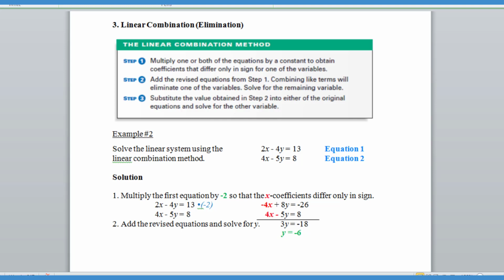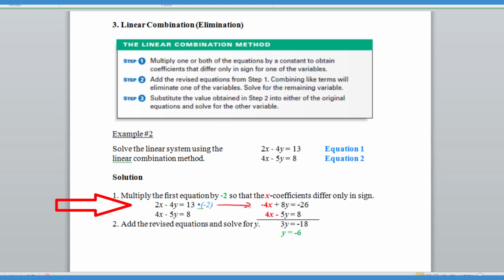If you look at it, we have 2x and we have a 4x. So I've got to think to myself, is there anything I can multiply to 2x that would give me -4x? Because I want it to be the exact opposite of the 4x. And so I can multiply that by -2. Now, here's the thing. It's like the distributive property in a way. If I'm going to multiply the 2x times -2, I have to multiply the entire first equation by -2. And when I do that, I get this new equation. I get -4x plus 8y equals -26.